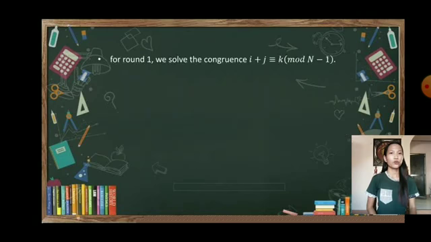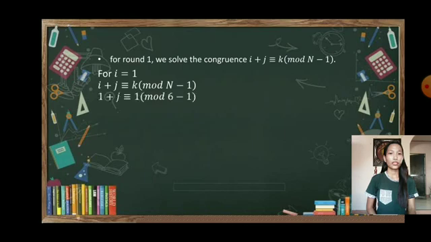So, for round 1, we solve the congruence i + j ≡ k mod (n − 1). So, that is the formula we will use. Let's say i = 1. We just put in our formula i + j ≡ k mod (n − 1). Since i = 1, we substitute, so we have 1 + j ≡ 1, which is the value of k since we are in round 1, mod 6 − 1.